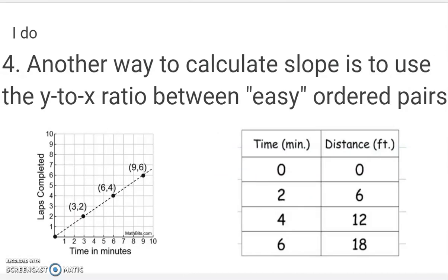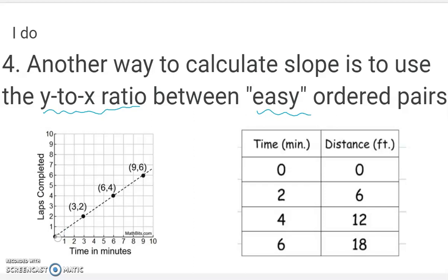The other strategy I offered was to find the y to x ratio between easy ordered pairs. With some graphs, it's not so easy to use that first strategy and say, okay, when x equals 1, how much does y go up? I don't know. Some fraction there, less than 1. Is it 1/2? Is it 3/4? Is it 2/3? I don't know.